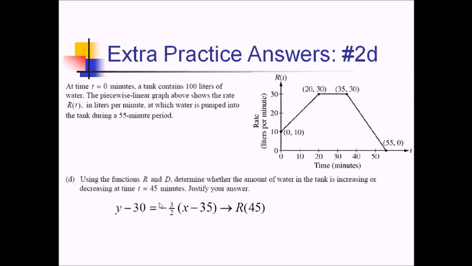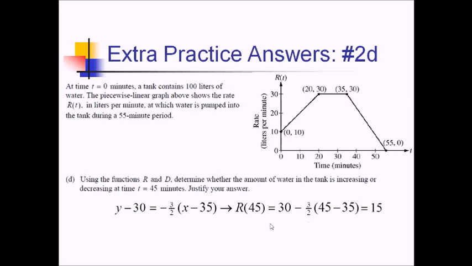So I'm going to add 30 to the other side. I still have the negative 3/2. And inside here, I now have 45 minus 35 because I want to know what y is when x is 45. So we've got negative 3/2 times 10. That's negative 15. 30 minus 15 is 15.